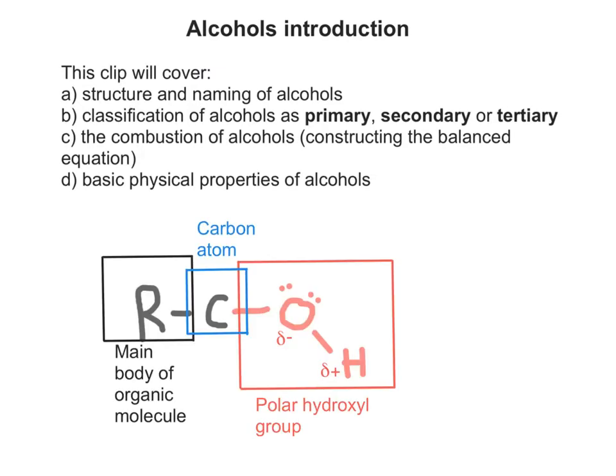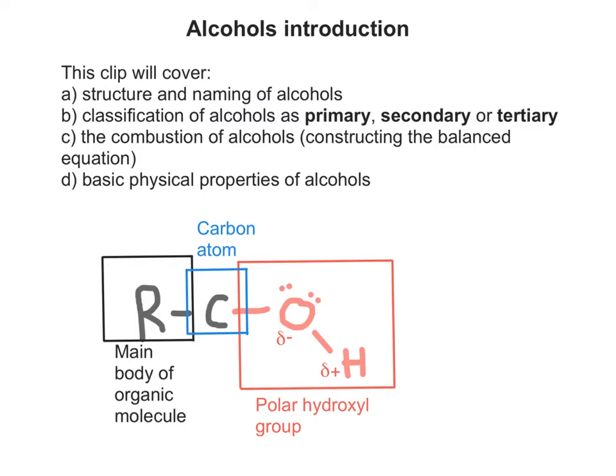So the structure of an alcohol has three main parts to it. You have a main body of the organic molecule. We sometimes write this as R for simplification if we're just talking about the behaviour of the alcohol itself. We have a carbon atom that's attached to the main body, or part of the main body of the organic molecule. And attached to that carbon atom is a polar hydroxyl group.